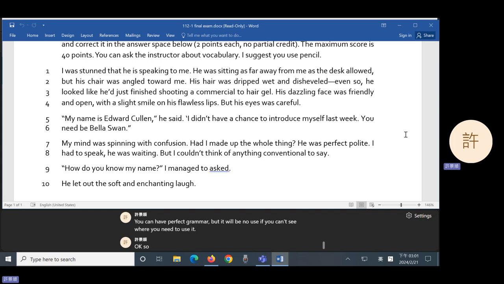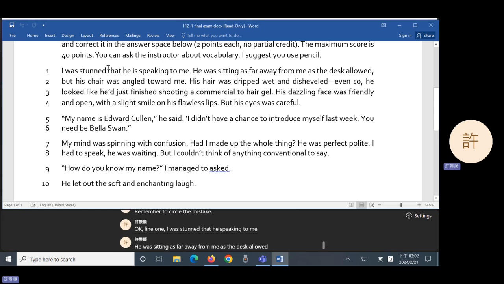Okay, so let's go line by line, right? One mistake per line. Oh, and one student did not circle the mistake. So that student, the highest possible score was 20 out of 40. Remember to circle the mistake. Okay, line one. I was stunned that he's speaking to me. He was sitting as far away from me as the desk allowed. Where's the mistake? I was stunned and he was sitting. Therefore, this should also be was.